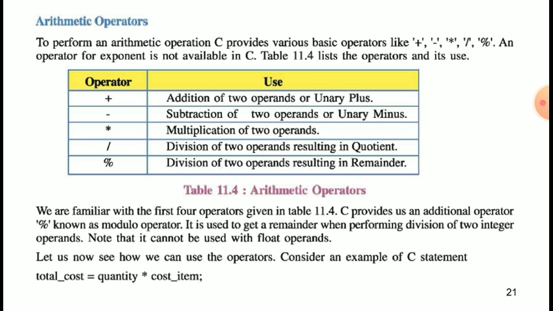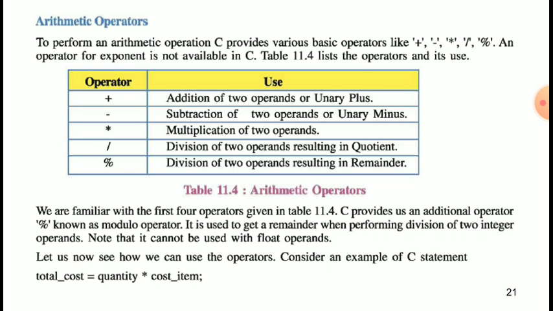So the following table represents various operators and their use. Plus sign: addition of two operands or a unary plus. Minus: subtraction of two operands or a unary minus. Star: multiplication of two operands. Slash: division of two operands resulting in a quotient. And percentage: division of two operands resulting in a remainder.